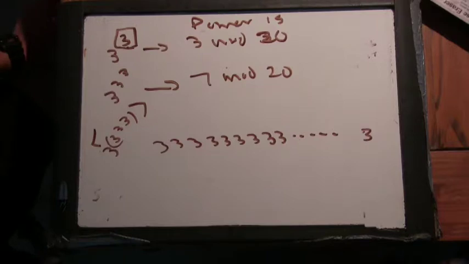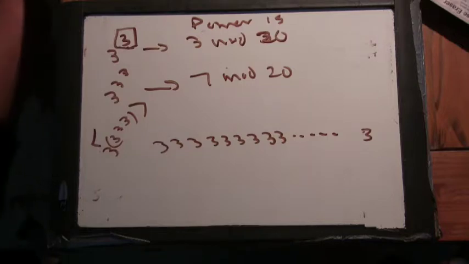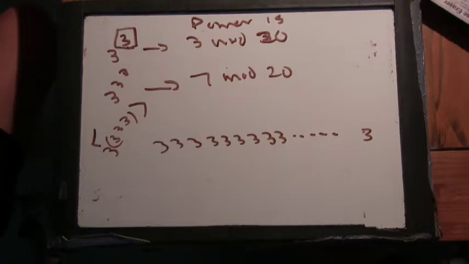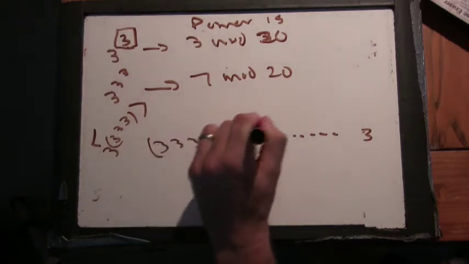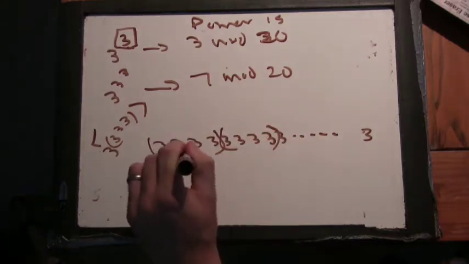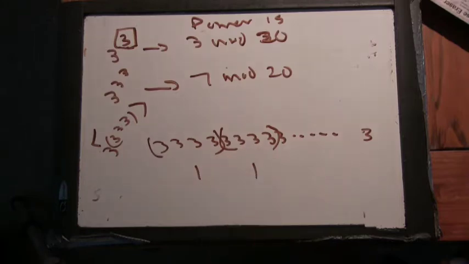Well, we could group them in groups of 4, and then take the mod 20. 3 to the 4 is 81, which is going to be 1 mod 20. So maybe now I can group them in groups of 4. Because this is 81, so that's 1 mod 20, 1 mod 20. And so what's the end going to look like?